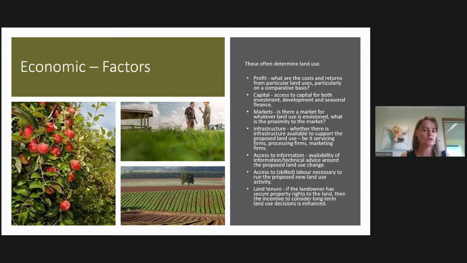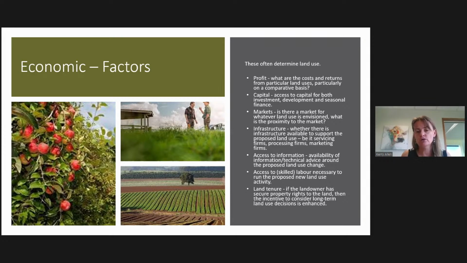And then lastly, looking at land tenure. Now, not all farmers own their land. If you're looking at potato production, that has a 7-year cycle. So you cannot grow potatoes in the same paddock as you did last year for another 7 years. So most potato growers do not own their land. They lease it or they have a tenure over it.